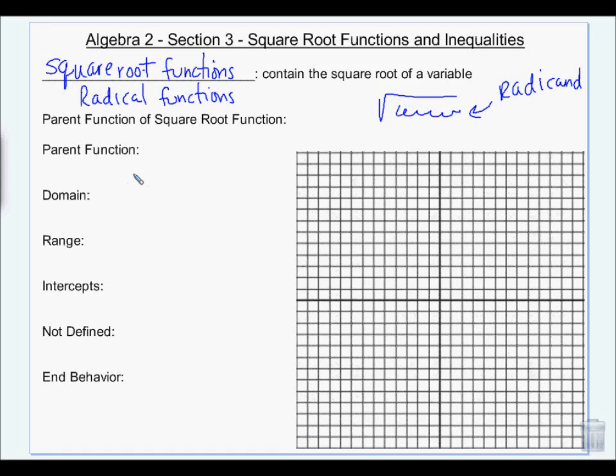The parent function of a square root function is just the square root of x. All right, the domain: x has to be greater than or equal to 0 because our domain is in the real numbers, and as you know, in the real number system, you can't take the square root of a negative. Our range is also greater than or equal to 0.